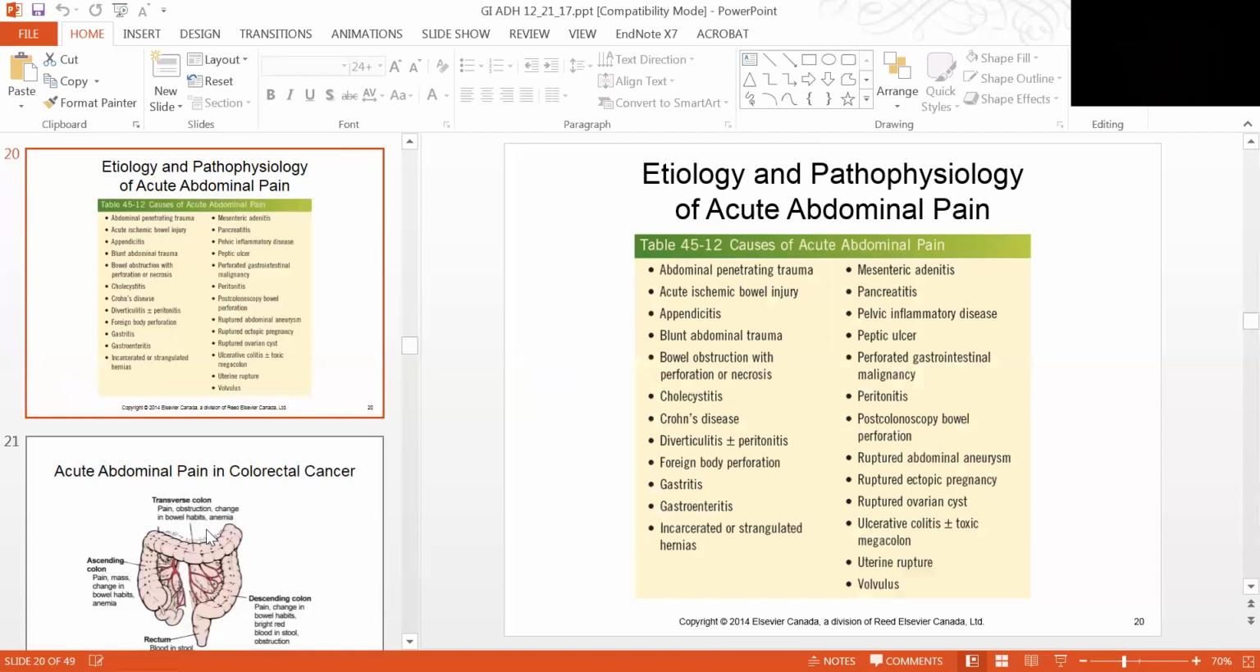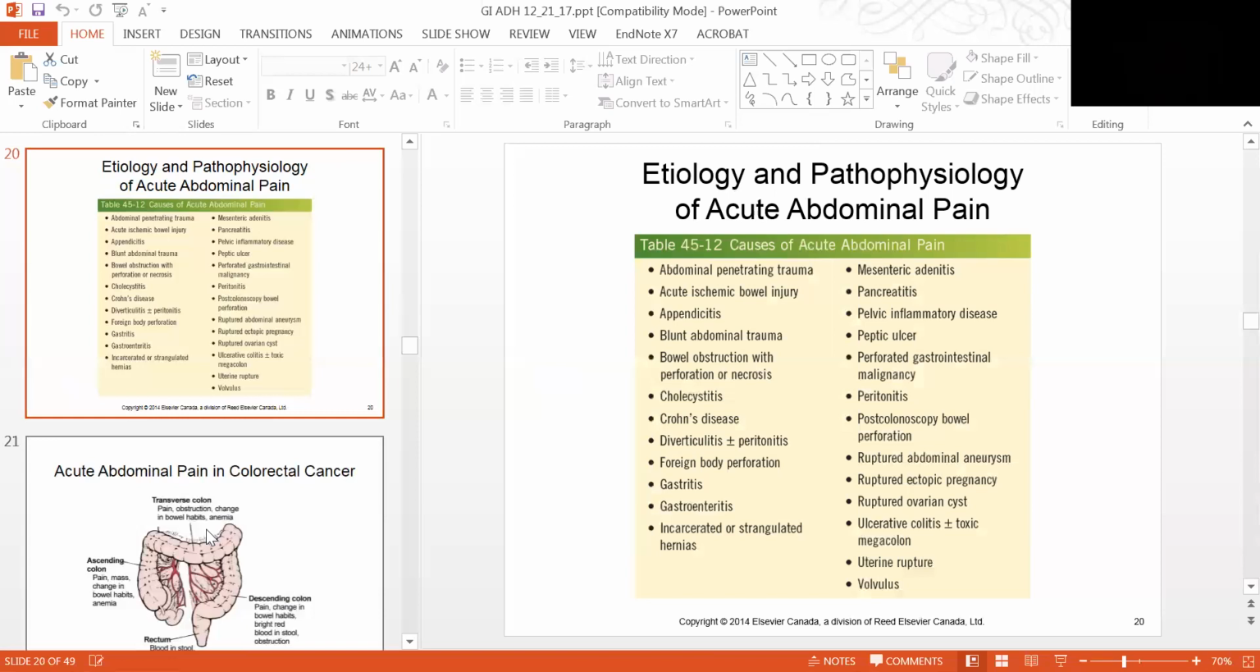Cholecystitis, Crohn's disease, foreign body. You can have injury to the mesentery, so you can get a thrombosis, a blood clot traveling to the mesentery and causing a mesenteric thrombosis.